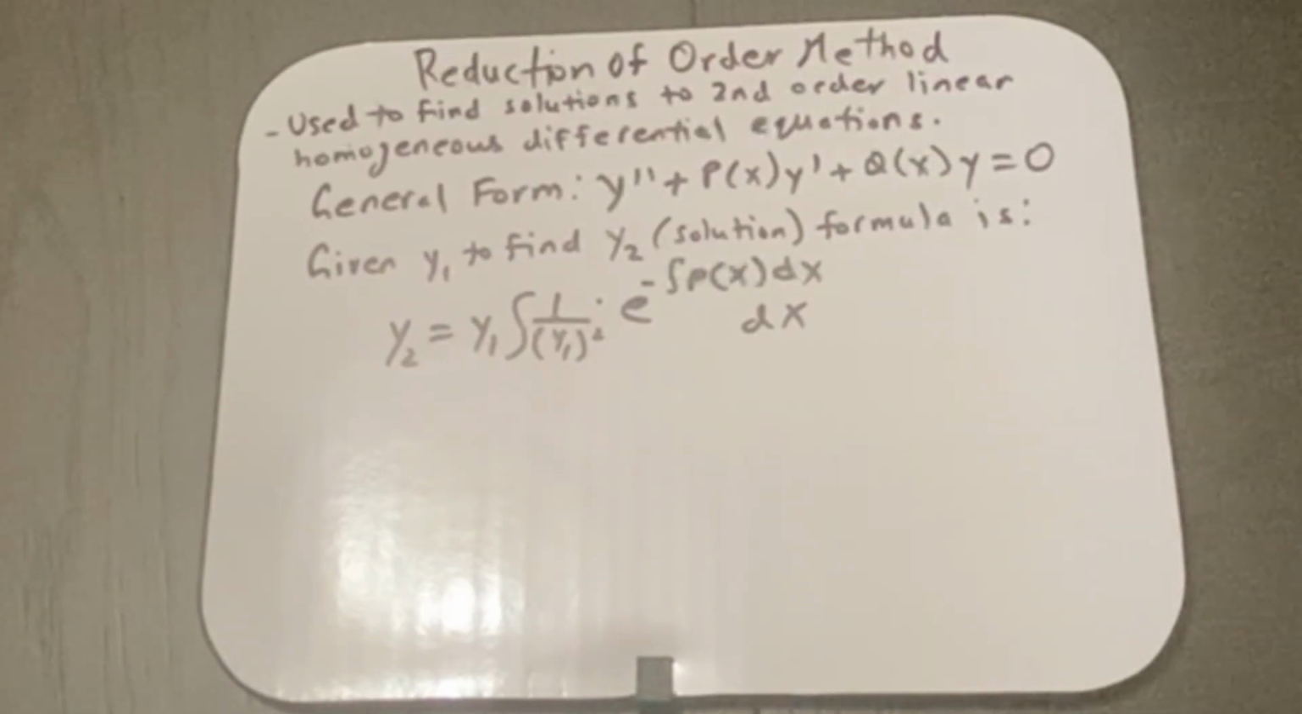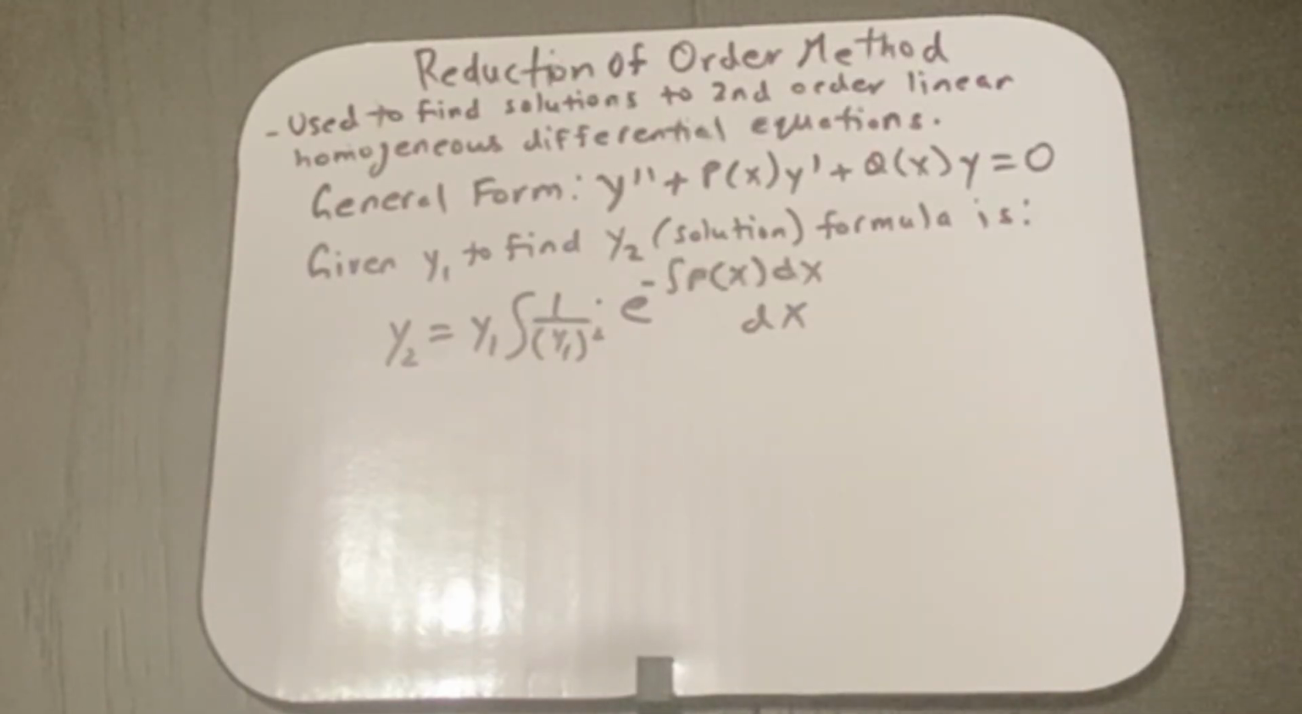And the p(x) dx is just coming from the general form where we have p(x) times y prime. That's where the p(x) comes from. Whatever function is being multiplied to y prime, that's what we put in the integral for the e to the power negative integral p(x) dx.